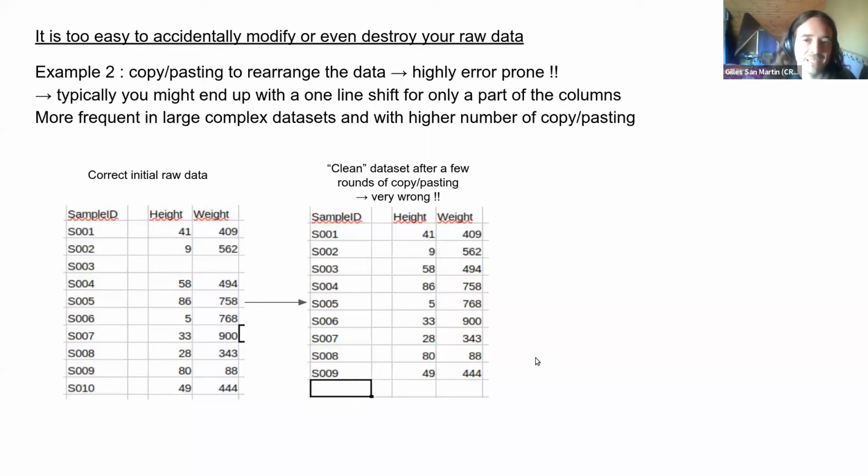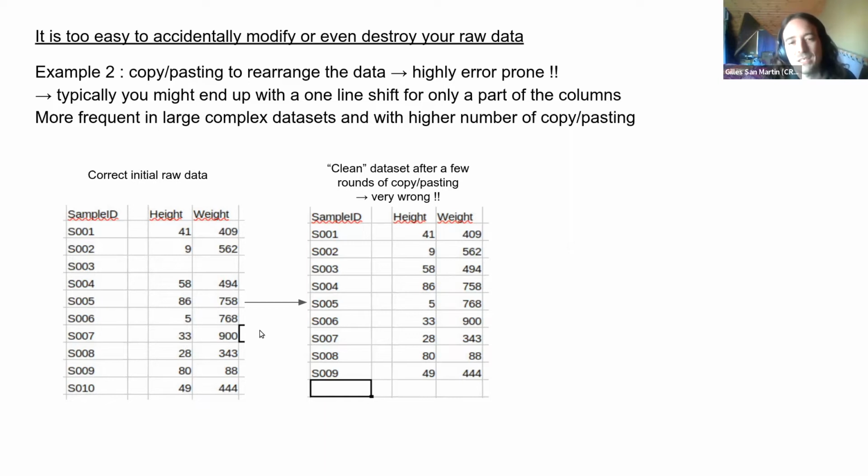Another very common example is that you want to reorganize your data and you're going to do a lot of copy paste and a lot of manipulation in the data. Copy pasting to rearrange the data is highly error prone. I know that sometimes you cannot avoid it, but you have to know that it's highly probable that you will make errors by doing that. A typical and really serious problem you can have is a shift by one line of a part of your data set. So it's again an artificial data set. It's small, so it is easy to spot here.